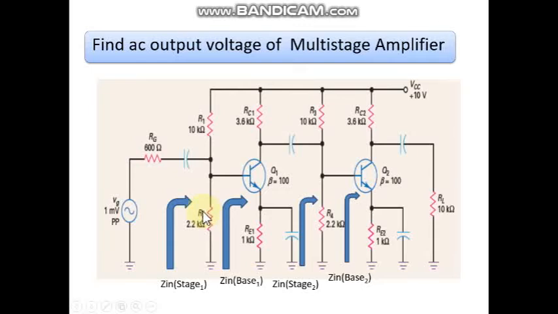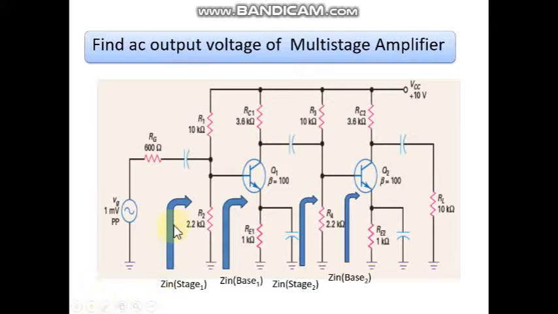Okay, in this example, we need to find out the output voltage of a multi-stage amplifier. This is your stage 1 and this is your stage 2. Stage 1 output is given as input to stage 2. Look at the values carefully. V input is 1 millivolt peak to peak and RG is 600 ohm. And we need to find out the V out.